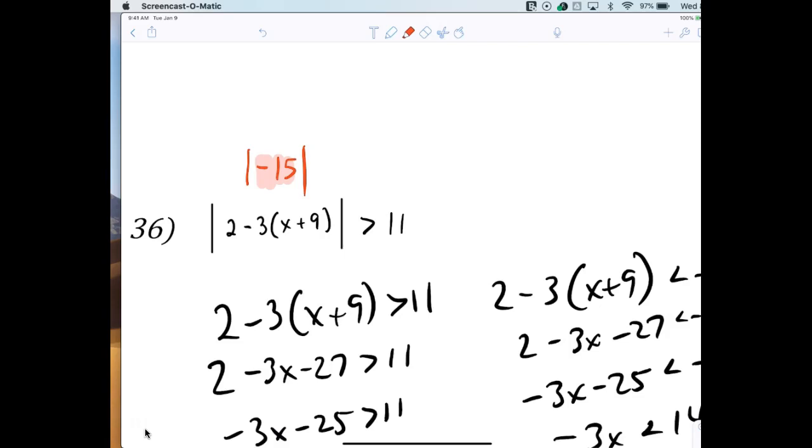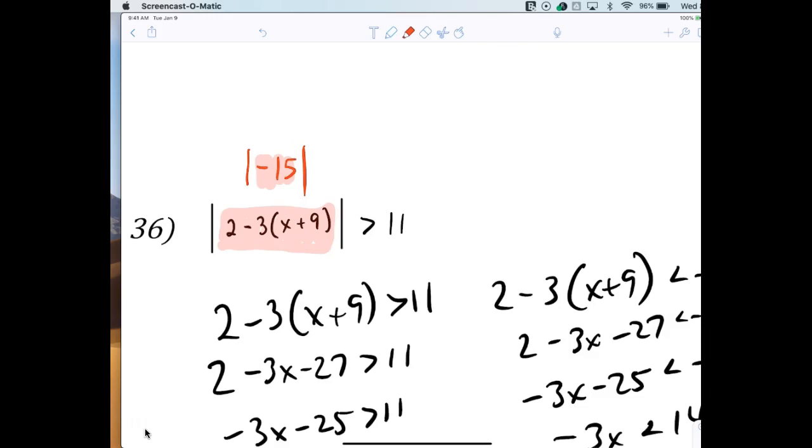Do you agree, what number would negative 15 classify as an answer? Because if I take the absolute value of negative 15, it becomes what? 15. And 15 is greater than 11. You with me on this? So anything inside here can be less than negative 11, because if it's less than negative 11, when I take the absolute value of it, it will be greater than 11.